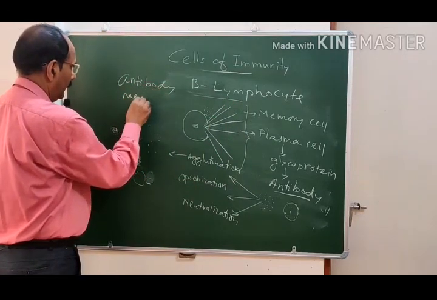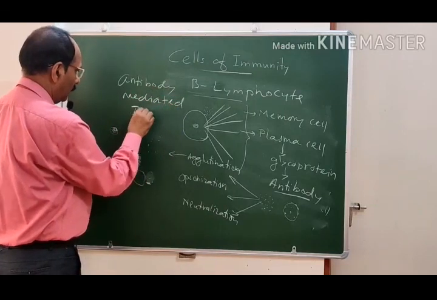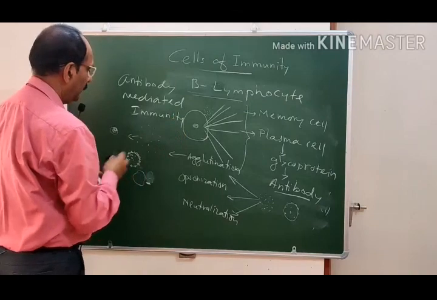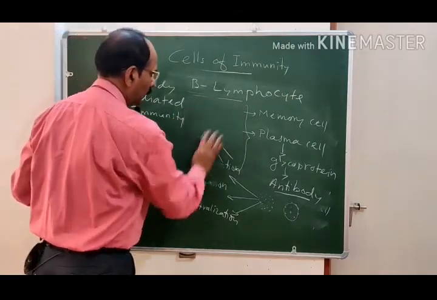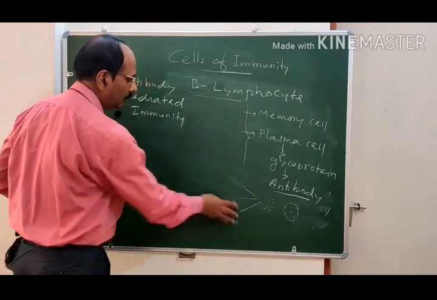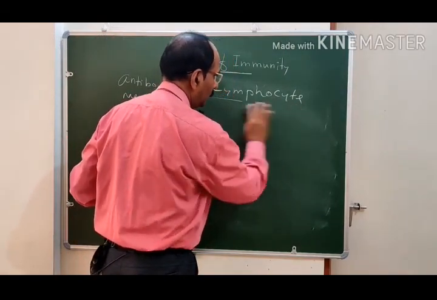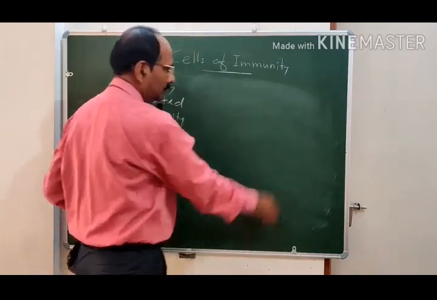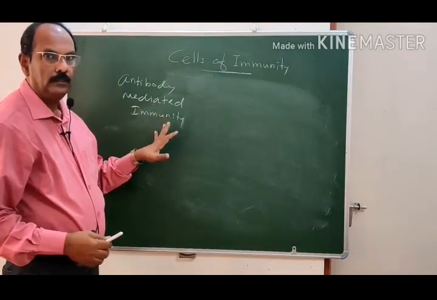Antibody mediated immunity is otherwise known as the humoral immunity. Why is it called humoral immunity? Humor means fluid, so these antibodies are present in the fluid. Along with the fluid, they move forward to the place where the infection is, where the microorganisms have invaded. So the fluid is giving the protection.